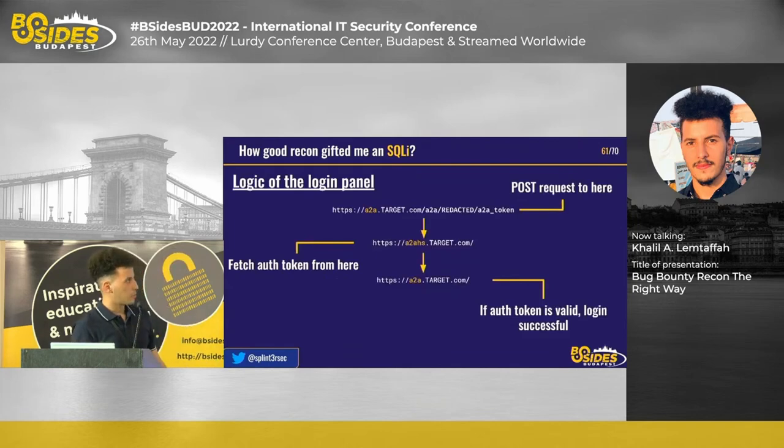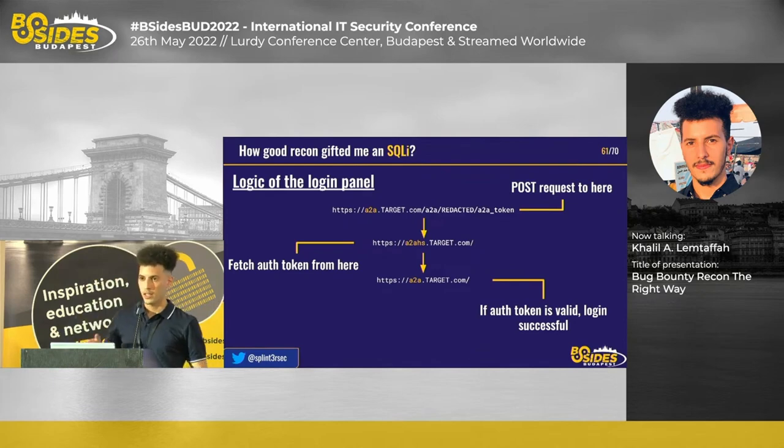And this was the big picture of the logic of the login panel. The POST request is sent to a2a.target.com, a2a_token, and the token is fetched from the second subdomain, which was a2ahs.target.com. If the token is valid, it will return back to the first subdomain and it will grant you access.